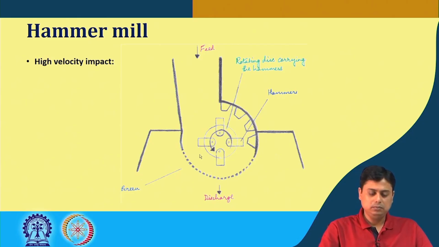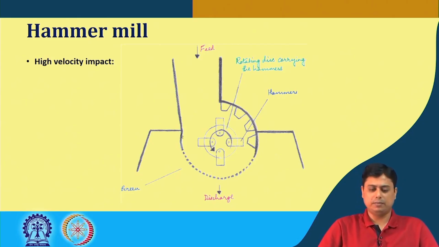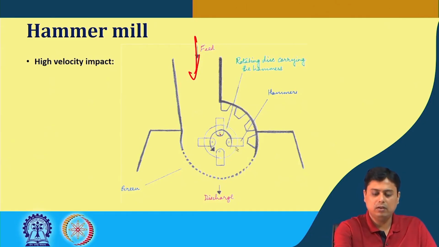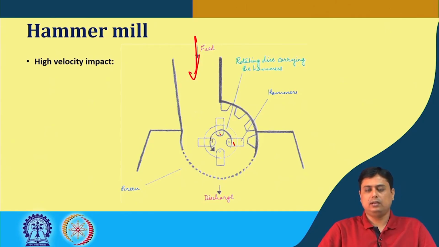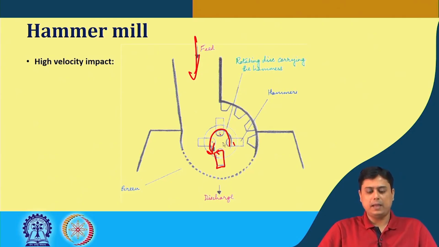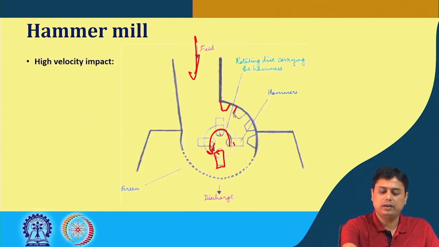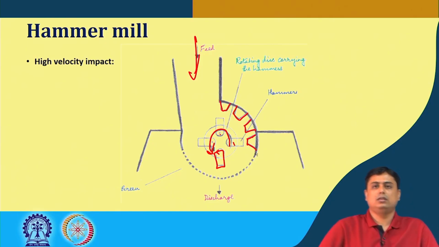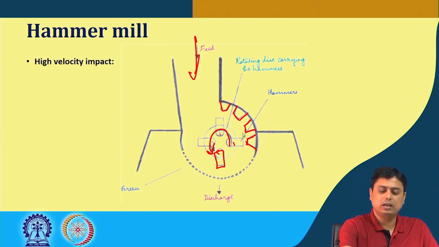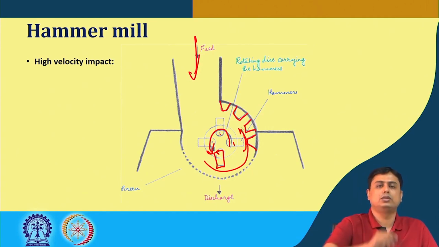So, here the cross sectional view of the equipment is something like this, where the feed comes in, and here we have a rotating disc where the hammers are attached. So, this rotating disc rotates, and these are the hammers that are attached to that disc, and on this surface we have other static surfaces, extrusions, which help in crushing the particles when they go through this space.